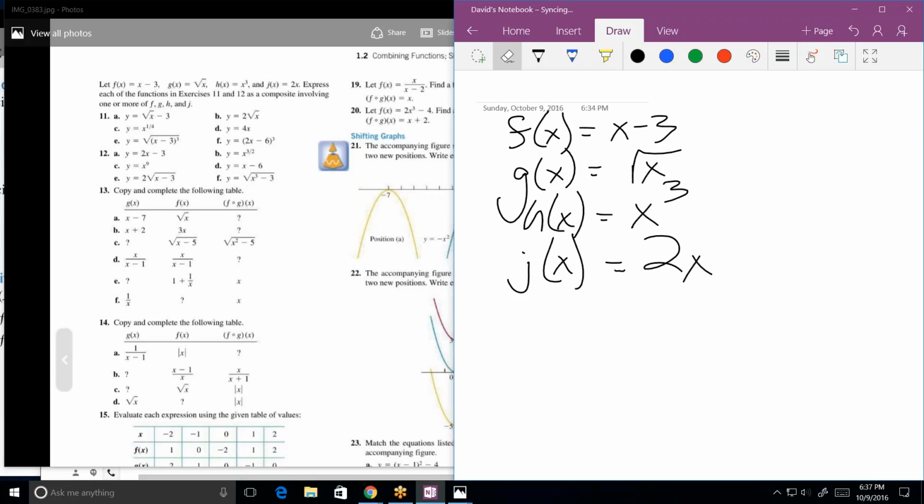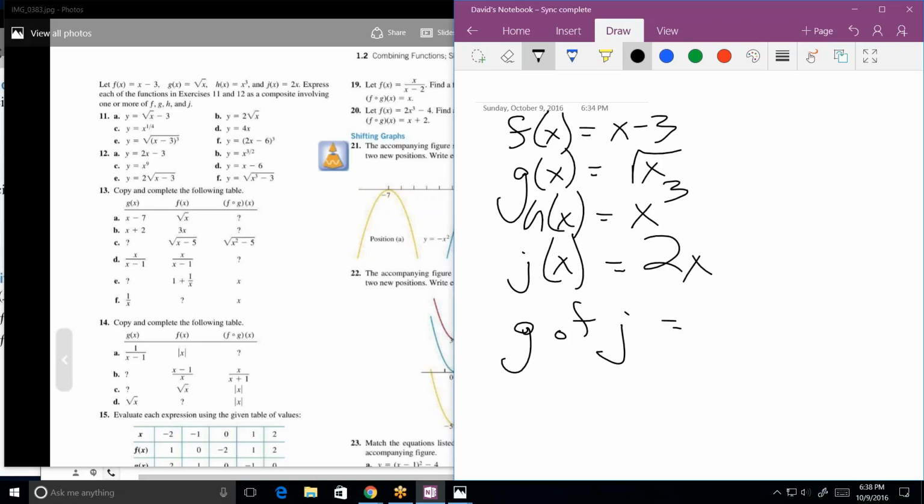Look at b. y equals 2 times the square root of x. So I'm going to need j of x, and I'm going to need g of x. And give me the correct combination. I believe it will be g of j, or j, wait. I'm going to do both of them. Really, the way to answer the question is for you to do both. Let's figure out what g of j is.